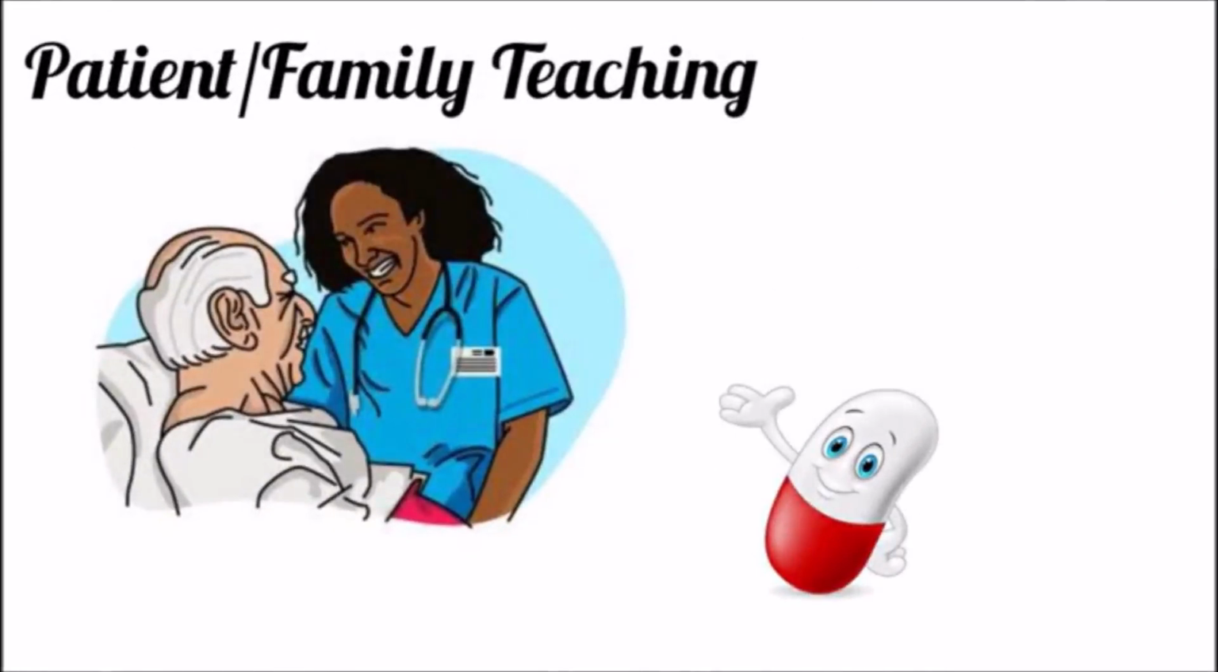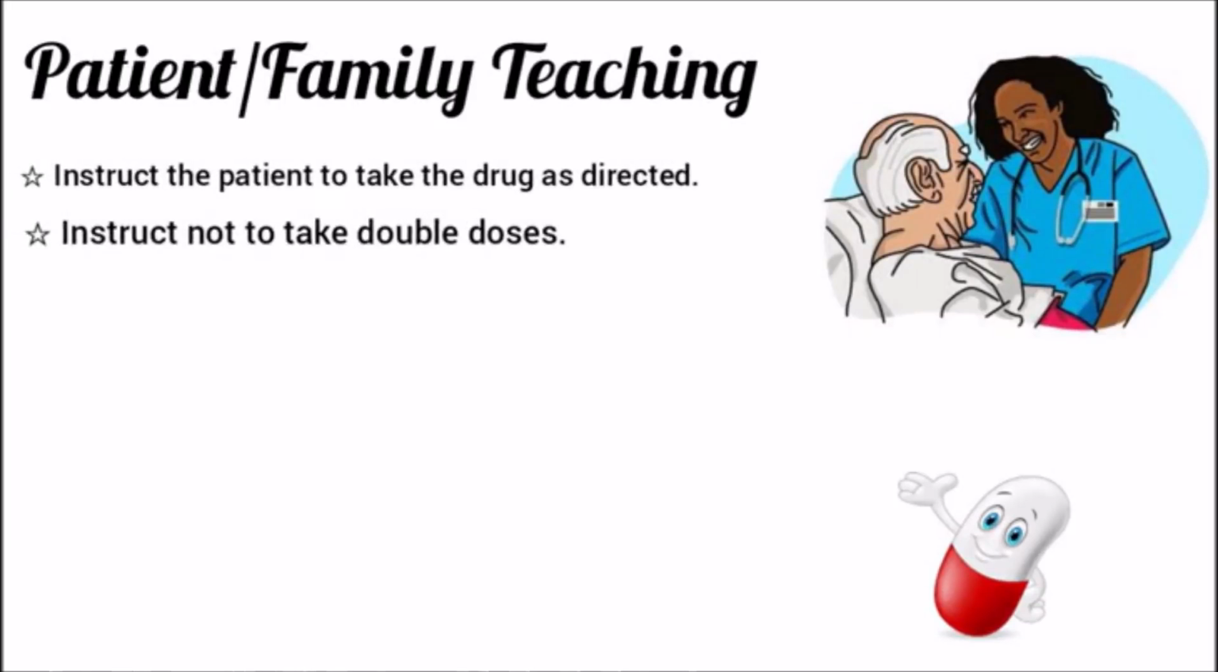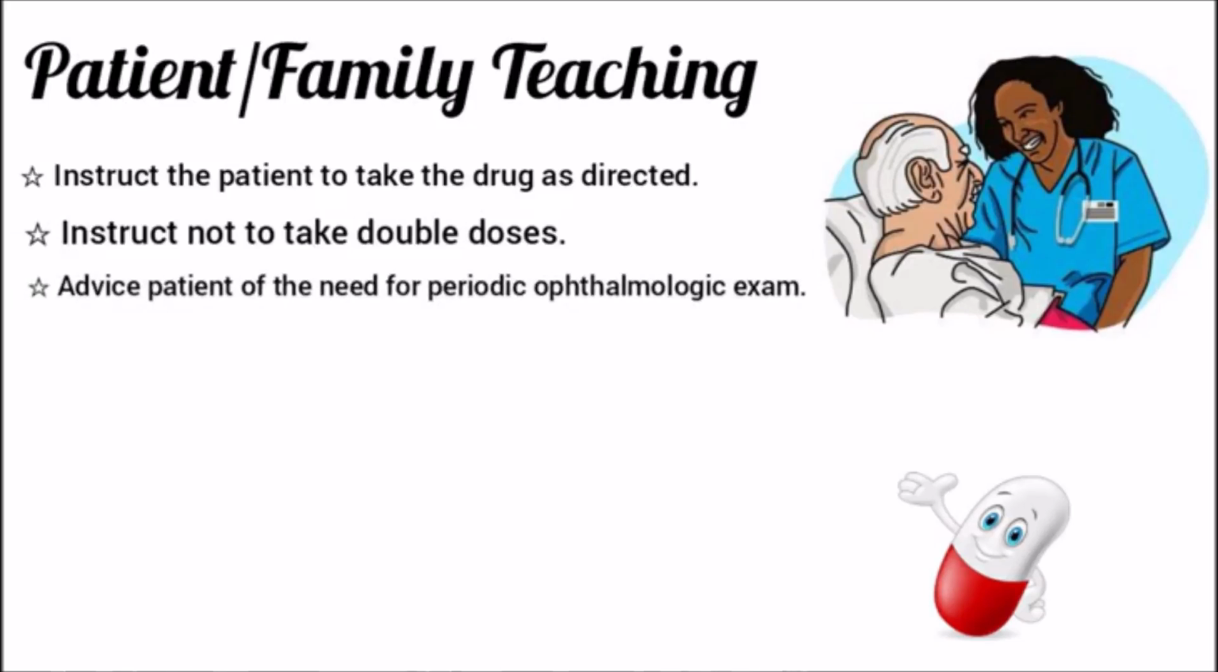Now, here are the things that you need to do during patient or family teaching. Instruct the patient to take the drug as directed. Instruct not to take double doses. If medication is missed, instruct to take missed doses as soon as possible unless almost time for the next dose. Advise the patient of the need for periodic ophthalmologic exams. Instruct that loss of vision may be gradual and painless.